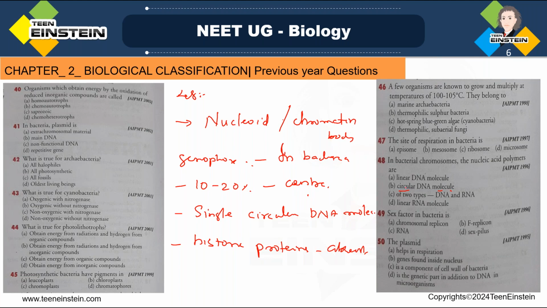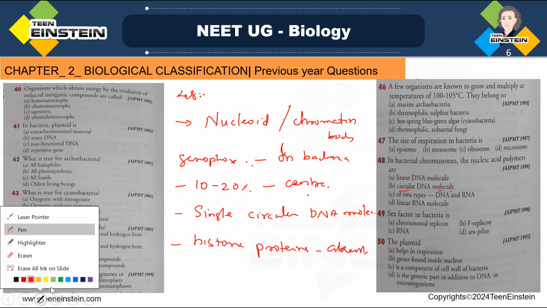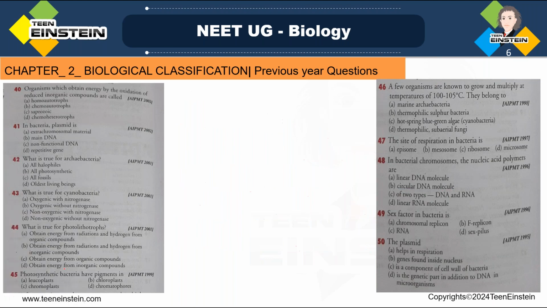Okay, so here we have got an option, circular DNA molecule. This is a single circular DNA molecule, and here histone proteins are absent. And this is highly folded, and that occupies 10 to 20 percent of that bacterial cell, and all the genes are present on that, and that is many times longer than the cell itself. That's why it is highly folded. Clear? So option B is the correct answer.